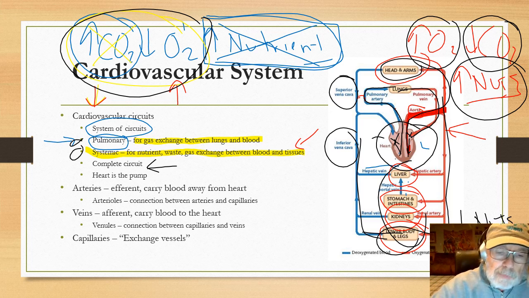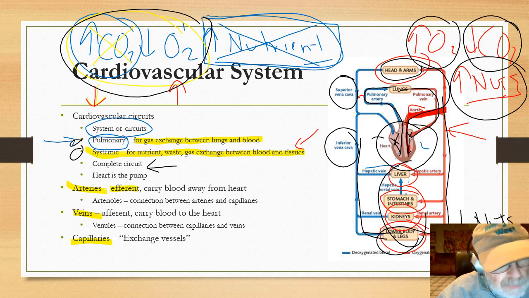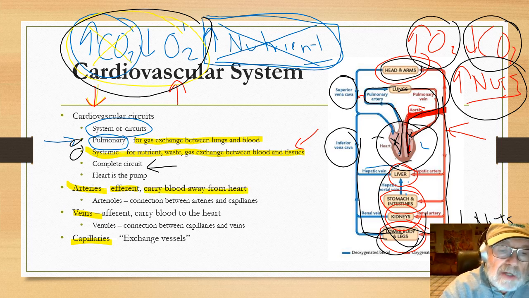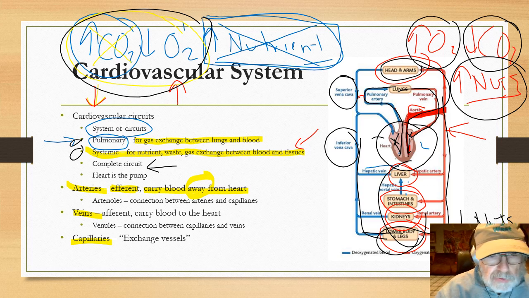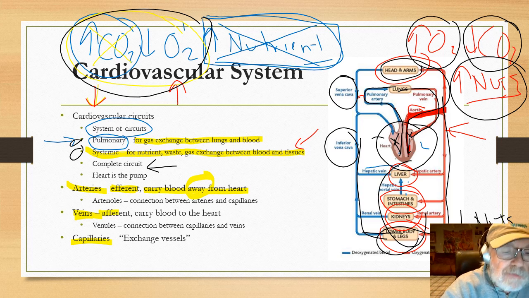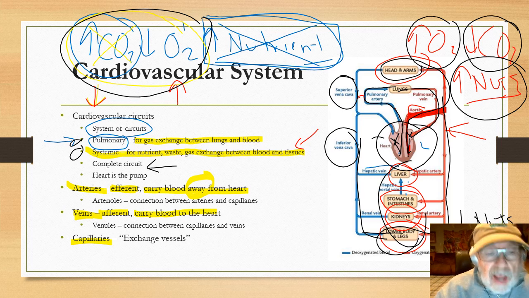Now, a couple of words that I have to describe here that are going to be helpful for you, and are going to come up over and over again, are arteries, veins, and capillaries. Arteries are called efferent. Efferent means going away from something. The arteries are vessels that carry blood away from the heart, so they're called efferent vessels. Veins are afferent vessels, and afferent means carrying towards. So they carry blood back towards the heart. Veins, afferent, A-F-F-E-R-E-N-T, carry blood back to the heart.